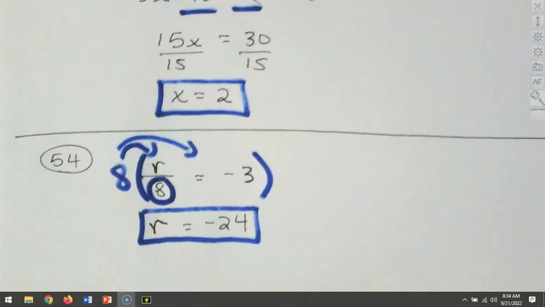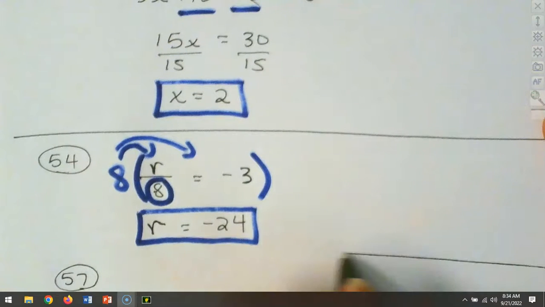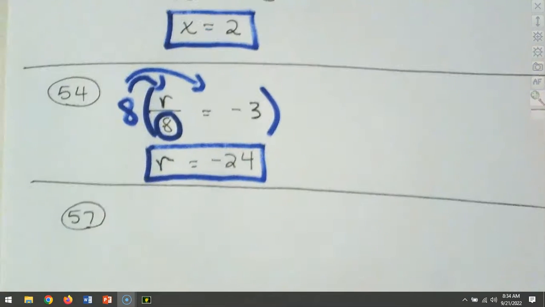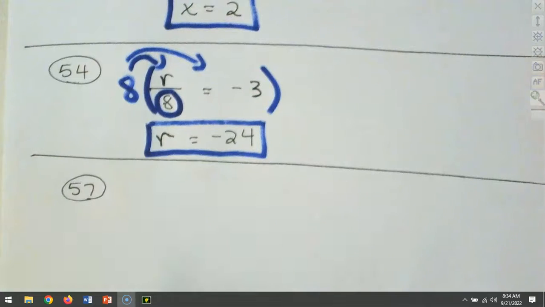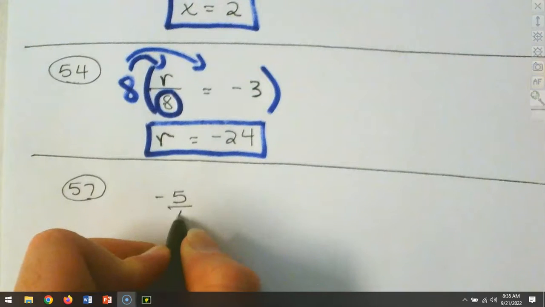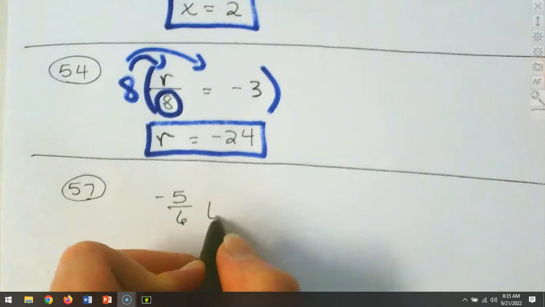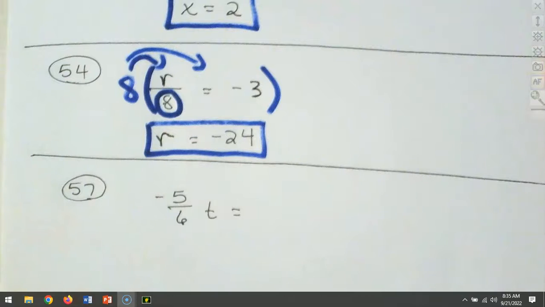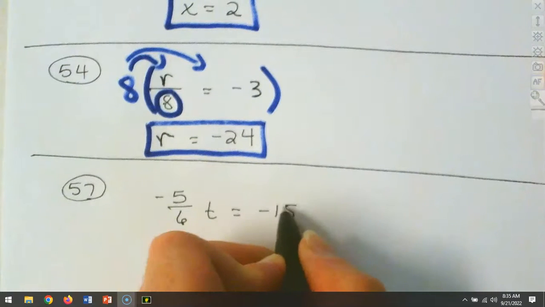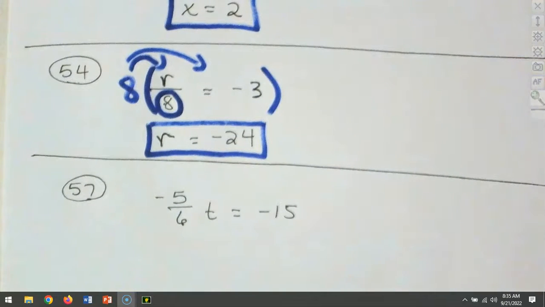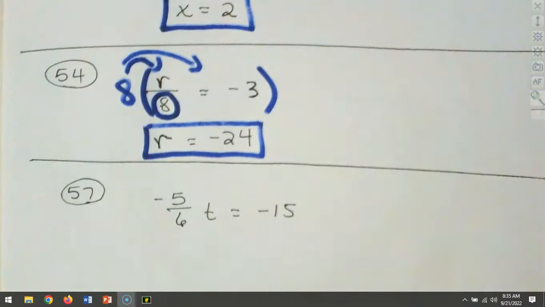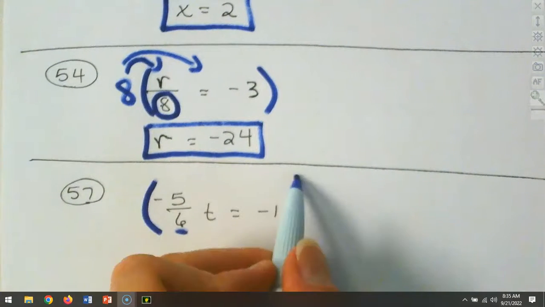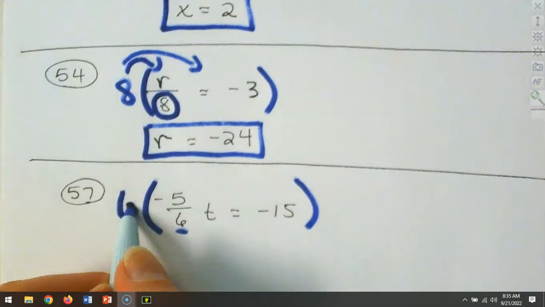Okay, let's look at another one. Question 57. Similar concept here. This one requires one extra step. We've got a minus 5/6 t equals a negative 15. So what I'm going to do is get rid of the fractions. I have a 6 in the denominator, so I'm going to multiply everything by a 6.